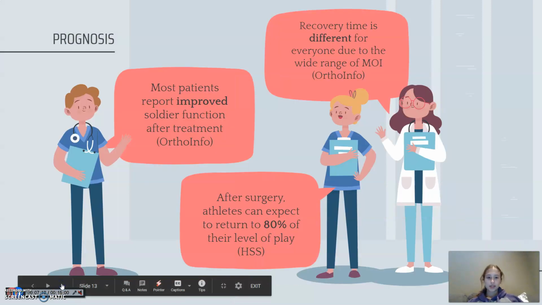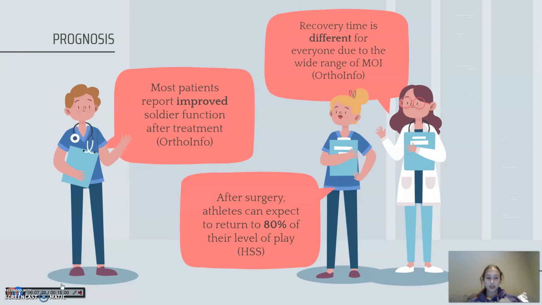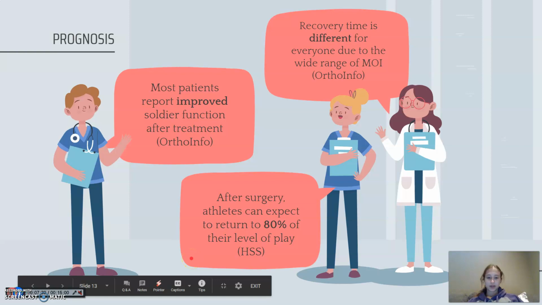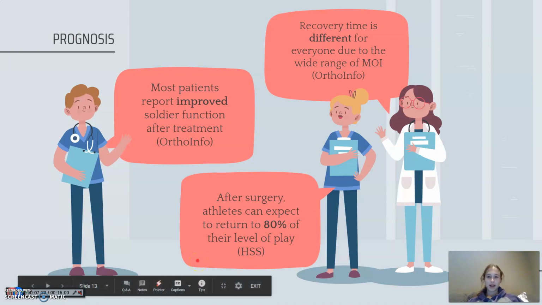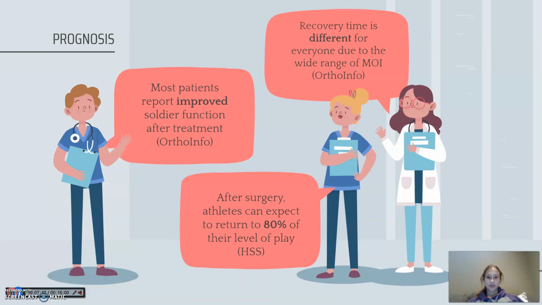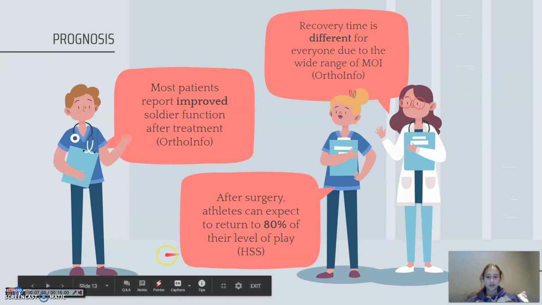So for your prognosis, most people will feel decreased shoulder pain and increased shoulder range of motion after they get treatment. And I saw a statistic that said athletes can expect to return to 80% of their level of play if it's pretty bad after they've gotten treatment. The reason why the recovery time is different for everybody is because of the different severities and also the wide range of age groups. So you can have kids getting it, or you can also have really old people getting it. So it just depends on how they got it as well.